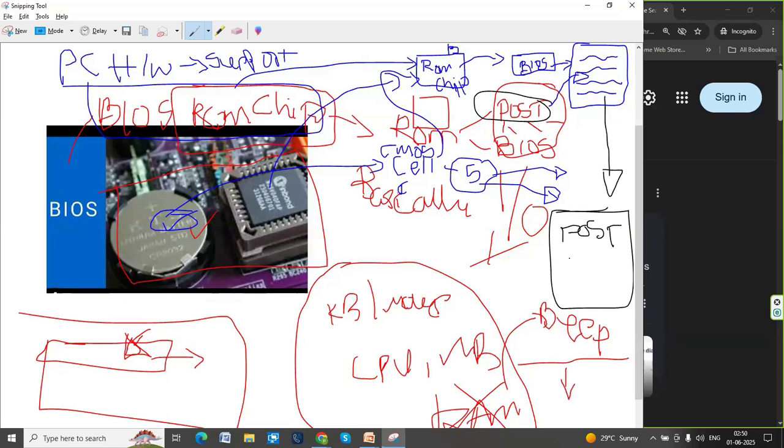After that, once the hardware is working, it will check how the operating system has to load. That is called the boot loader. It will check whether your Windows 10, Windows 11, Linux, or whichever operating system is installed in that computer is working. Basic hardware works, then operating system working takes place.